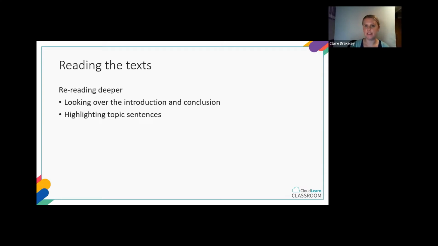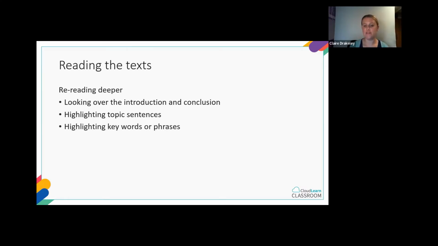Highlighting the topic sentences in each paragraph and noting how these ideas progress through the text and link together. The topic sentence, if we remember, is usually the first sentence in each paragraph, and it introduces us to the particular points which will be talked about in that paragraph. These highlighted and looked at separately will also give an indication of the key ideas of the text.